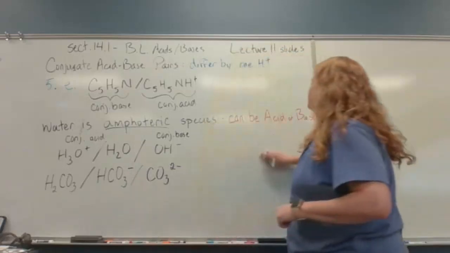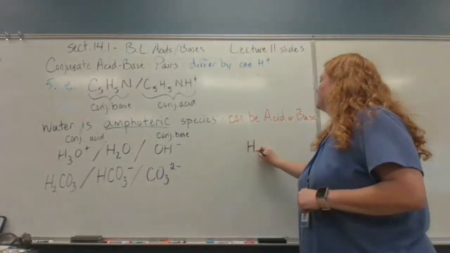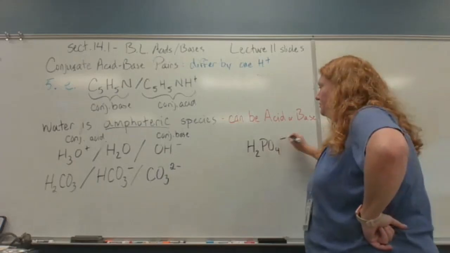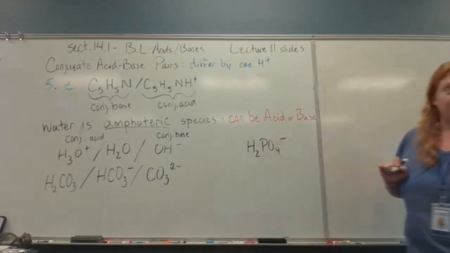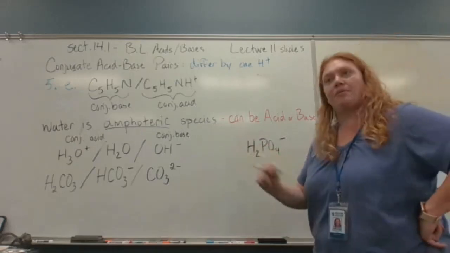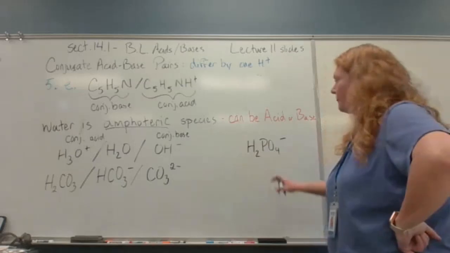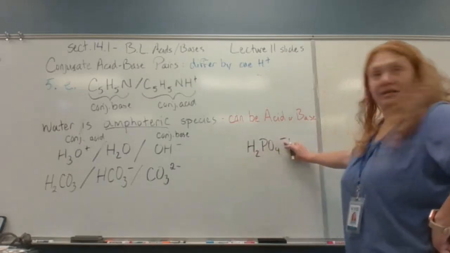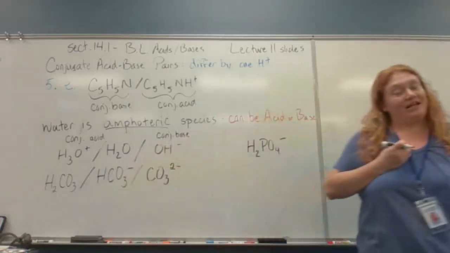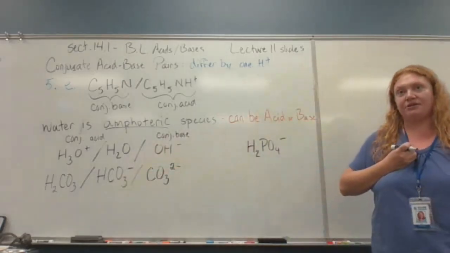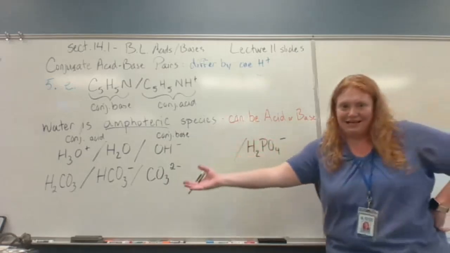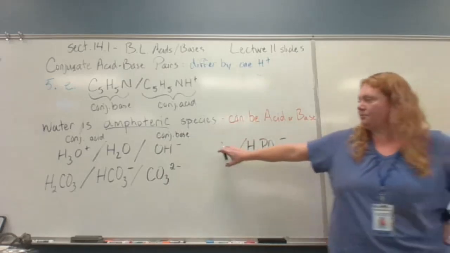Dihydrogen phosphate. What's the charge of that? Okay, minus 1. So here's this polyatomic ion. It's negative charge, which means it can likely take an H+. It can get an H+ added to it. What does that form? If it accepts an H+, what do we end up with?